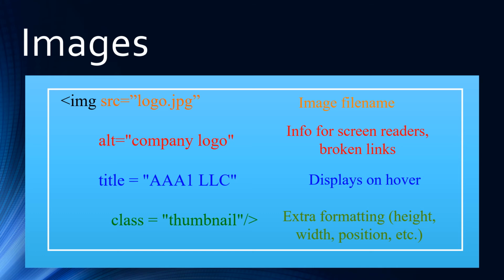Here's an example for you of one image tag with multiple attributes. We have the image tag followed by source logo.jpg. We have the alternative text, which is info for the screen readers and broken links. We include a title attribute, which will often display when you hover over the image. And then we also have a class attribute, which might indicate extra formatting such as the height, the width, the position, and a lot more.